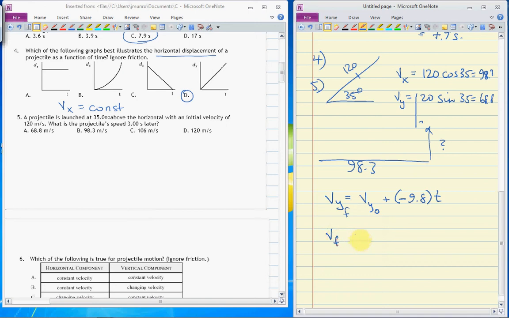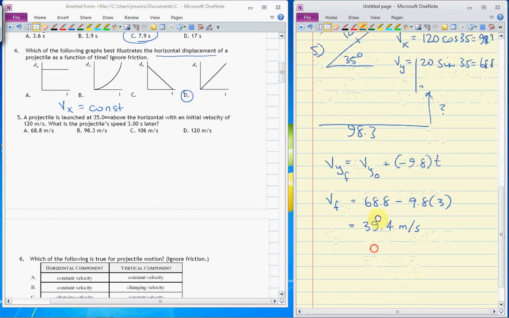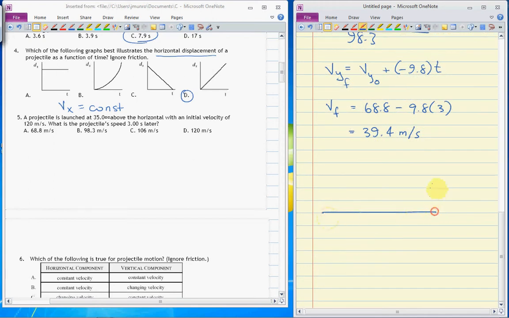Vf is equal to then the 68.8 minus the 9.8 times the 3. When you solve this, it works out that Vy is equal to 39.4 meters per second. When we apply Pythagoras' theorem, and we have 98.3 across the bottom, and we have 39.4 acting vertically, a squared plus b squared equals c squared gives us a speed of 106 meters per second. C. All right, sound good?